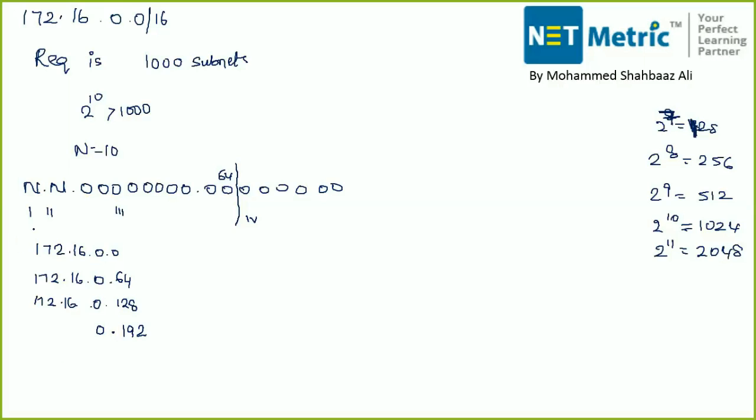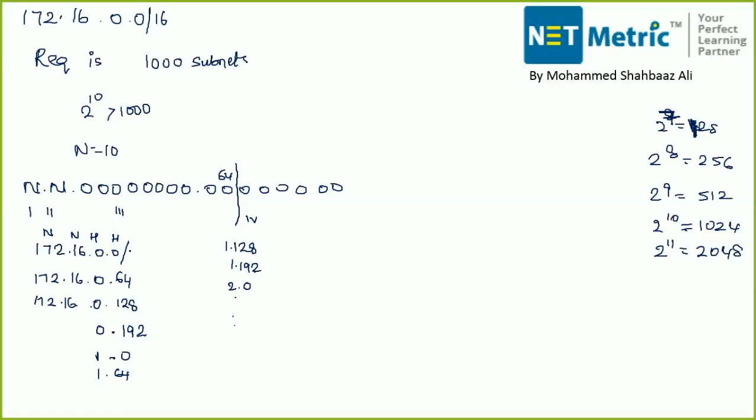But already we know this is class B, network, network, host, host. So I can utilize this octet: 192 plus 64 means I will do 1.0, 1.64, 1.128, 1.192. Then 192 plus 64, 256 means I will write 2.0, and so on. Okay. What will be the subnet mask?